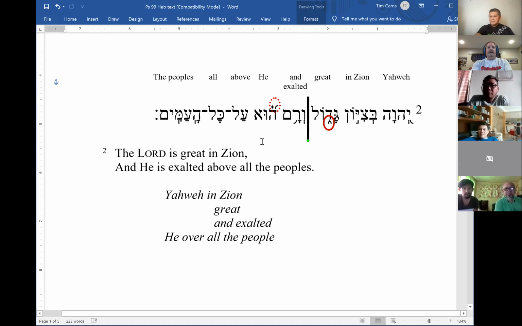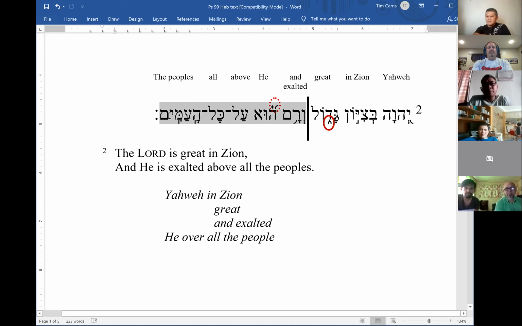And notice that's exactly what the translation did. The Lord is great in Zion. That's what these three Hebrew words translate as. And then we have a break. And then the second line: and exalted is he above all the peoples. Okay? Now notice we also have what's called a minor accent that I'll talk about in a minute.